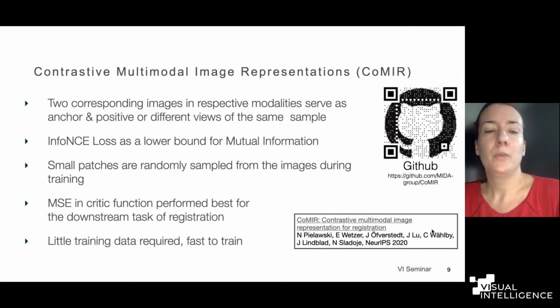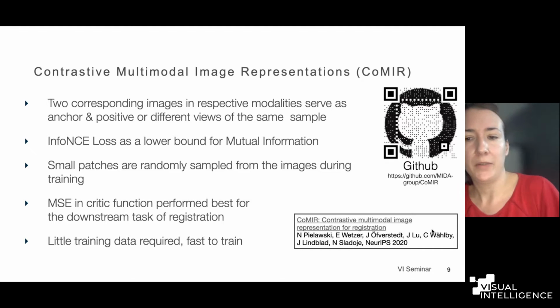And it was very nice because we could train on very little training data. We do need aligned data, so it is sort of in a supervised manner, but it is requiring quite little in comparison to generative methods in particular. And it was fast to train as well. Code is available on this GitHub page as well.